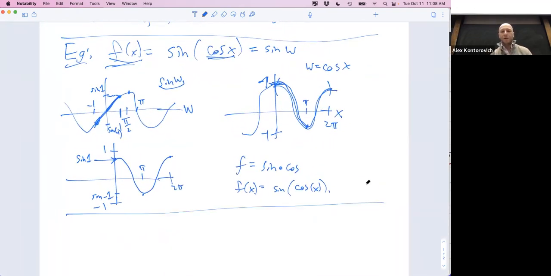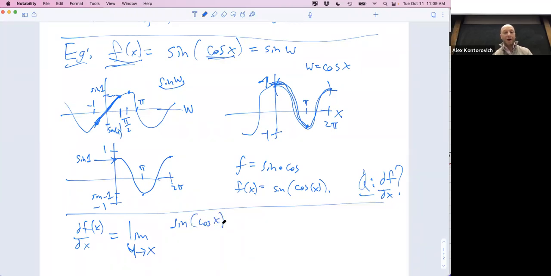So the question is df dx. How would we do this? df dx is the limit as u goes to x, if you prefer, of the function. The function is sine of cosine of x, so it's sine of cosine of u minus sine of cosine of x, over u minus x.